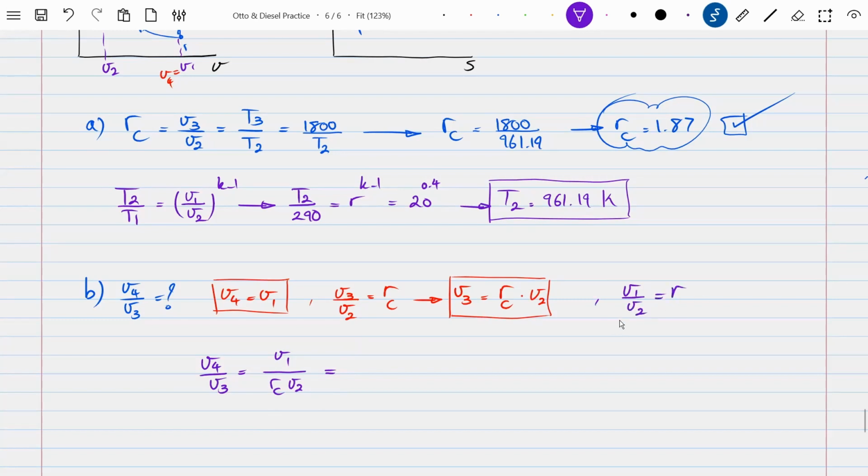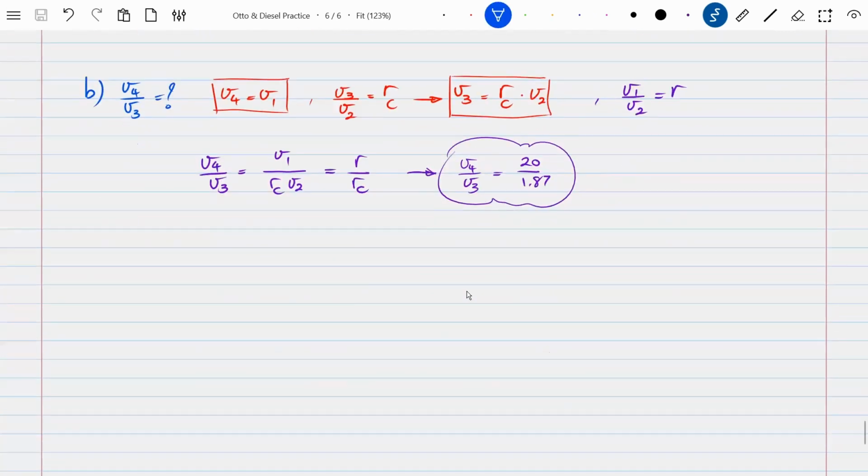Now, V1 over V2 is the compression ratio of the engine. We talked about it before. So this is actually compression ratio over the cutoff ratio. So your expansion ratio, V4 over V3, is going to be 20 over 1.87. I forgot to calculate this using a calculator, but I can trust you with this little calculation.